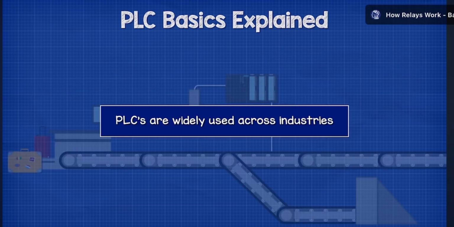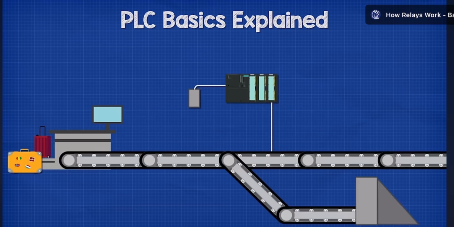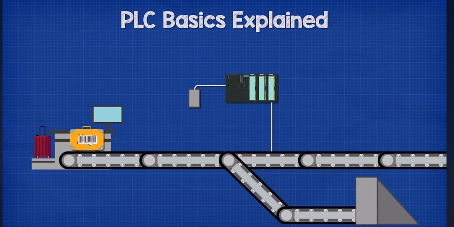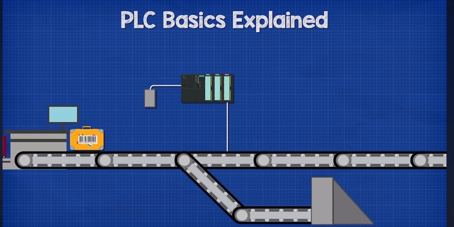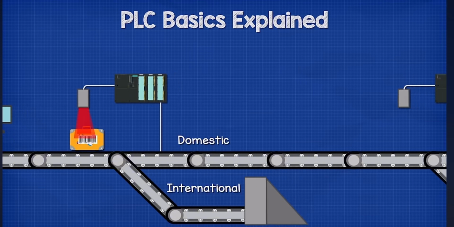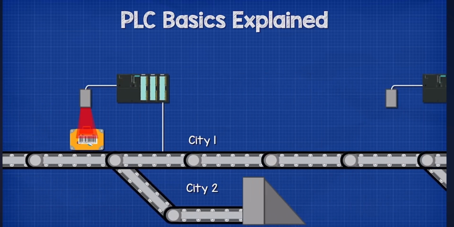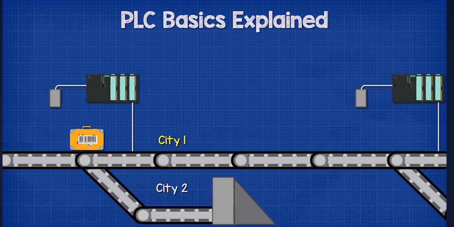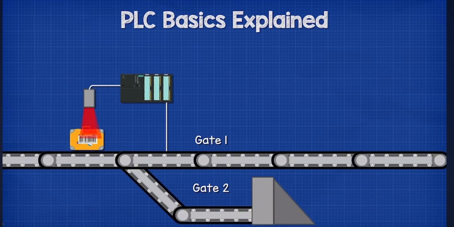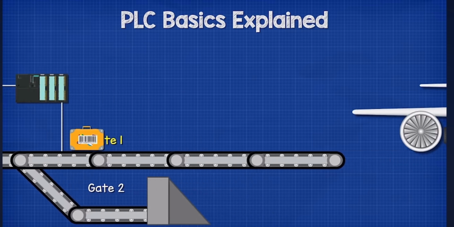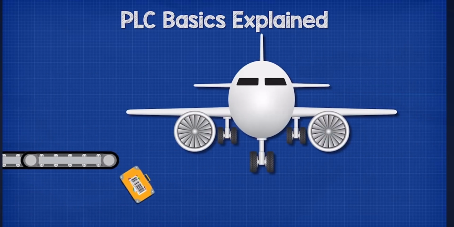PLCs are widely used. For example, when you check a bag at an airport, the bag is given a barcode and enters the conveyor belt. A PLC scans the barcode and, based on a set of rules, decides if the bag is diverted to either the domestic or international route. Next, a PLC scans the barcode and decides which city the bag needs to be diverted to. The next PLC decides which gate it needs to be diverted to. And if all goes to plan, the bag will arrive at the correct gate.